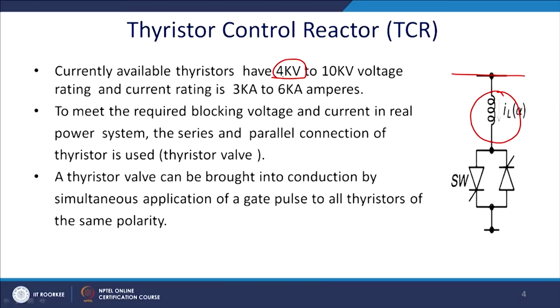Thyristors are generally available with quite high ratings, of 4 kV or 10 kV. Most of the cases there is a factor of safety, so a voltage rating of 6.6 kV or 10 kV is chosen, with a current rating of 3 kiloampere or 10 kiloampere. That is a standard rating available with thyristors, and we need not connect any thyristors in series or parallel; you can directly fit them into this configuration.